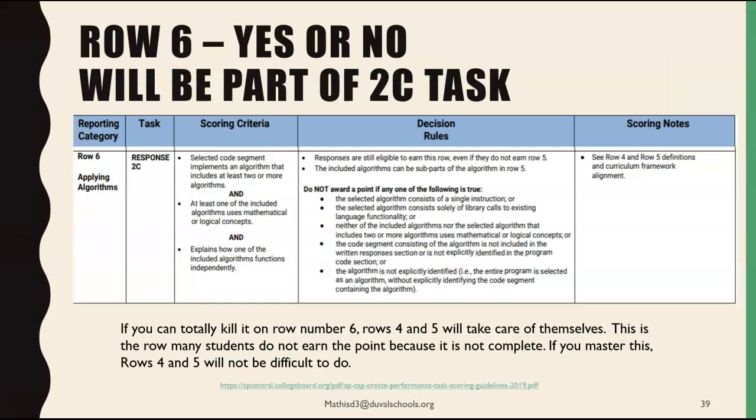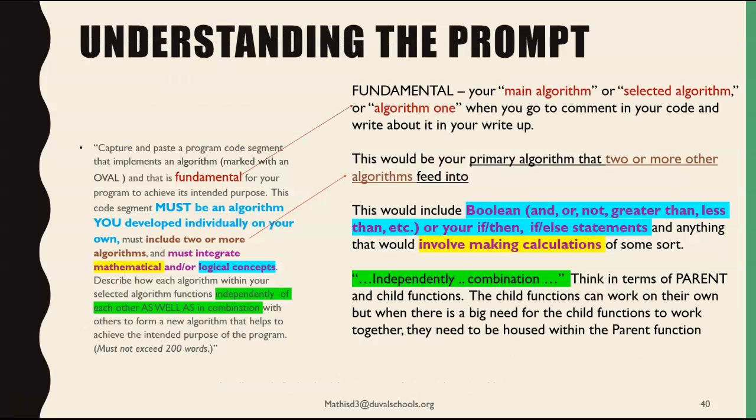All right, starting with 6, because if you kill it on 6, you are going to pretty much have 4 and 5 flow right into it. So we're going to start with 6. And let's go over understanding what the prompt really is. So we're going to capture and paste the program segment that implements the algorithm marked with an oval. We've already talked about the oval thing. This oval must represent something that is fundamental for your program to achieve the intended purpose.